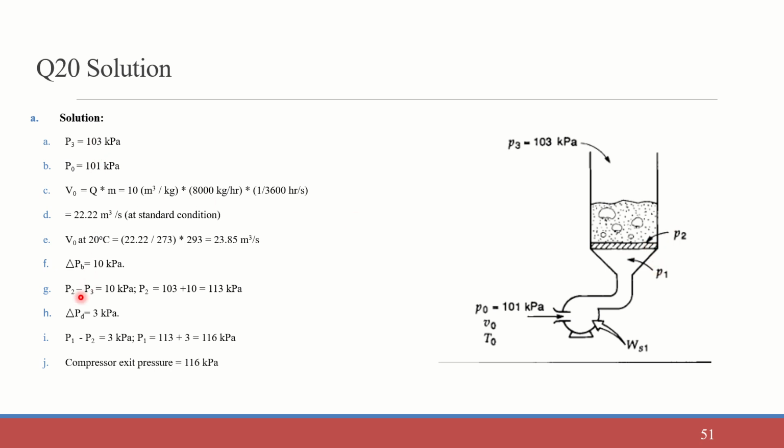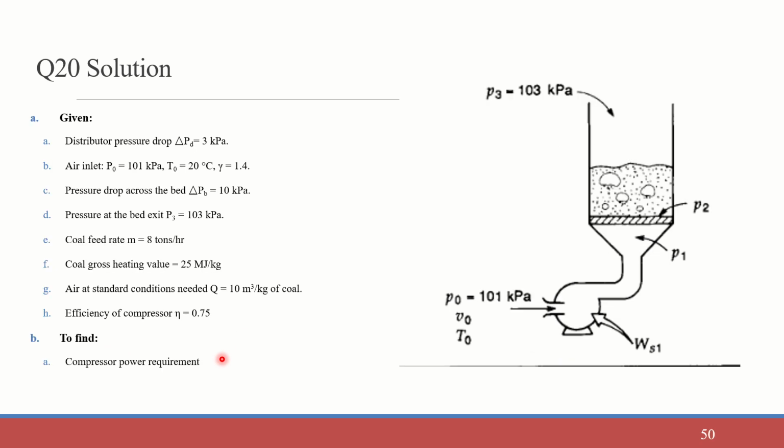So here P2 minus P3 is equal to 10 kilopascal. P2 is equal to 103 plus 10, 113 kilopascal. Again, the distributor pressure drop is 3 kilopascal, P1 minus P2 is 3. So P2 is 113, so P1 is 116 kilopascal. So the compressor exit pressure is 116 kilopascal. That much is clear from these slides.